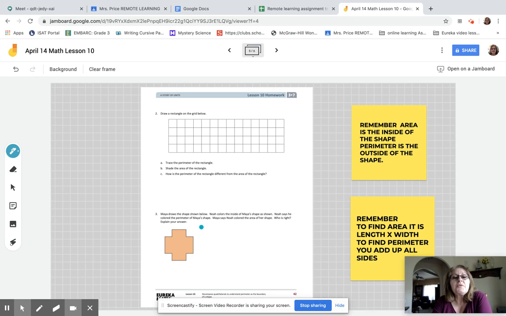Okay, and then number 3, it says, Maya draws the shape shown below. Noah colors the middle of Maya's shape as shown. Noah says he colored the perimeter of Maya's shape. Maya says that Noah colored the area of her shape. Who is right? And explain how you know. So this should be pretty easy, especially if you've watched that video, the Math Antics video.